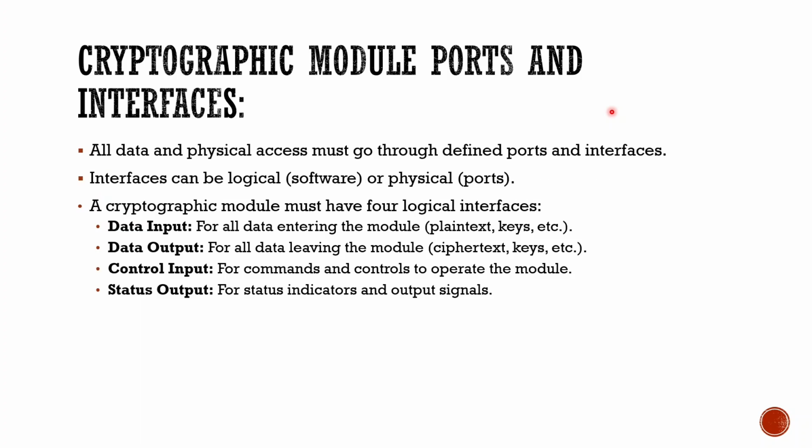Moving on to the ports and interfaces. This section details the requirements of how the cryptographic module interacts with the outside world. All the data and physical access must go through defined ports and interfaces. The interfaces can be logical or physical ports. Multiple interfaces can share a single physical port, but they can be separated logically though.